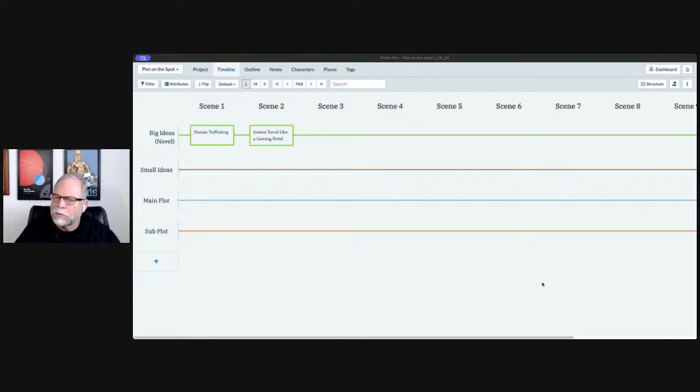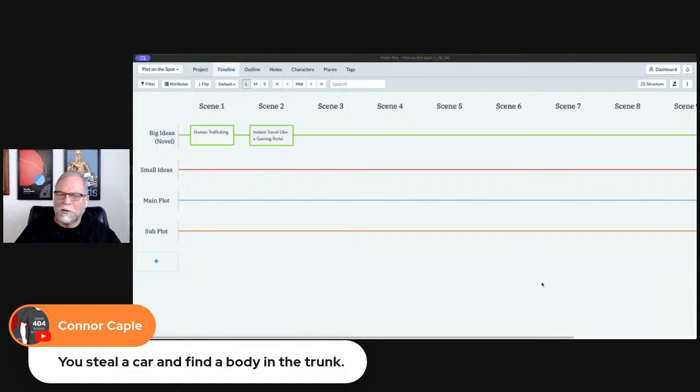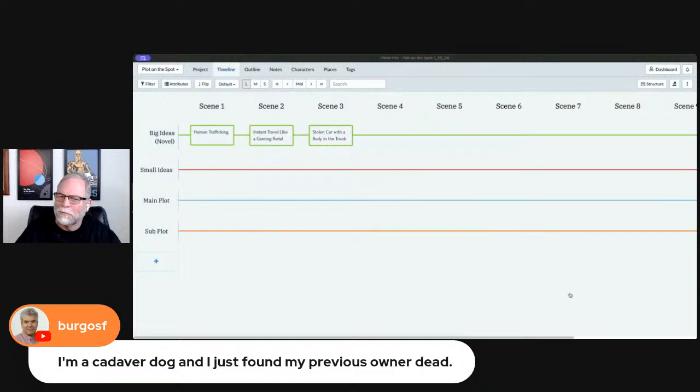Instant travel is great. You steal a car and find a body in the trunk. I kind of like that one. Stolen car with a body in the trunk. That's a good idea. That would make a fun mystery. Zombie apocalypse. Oh, I'm a cadaver dog and I just found my previous owner dead. Ooh, from the dog's point of view.